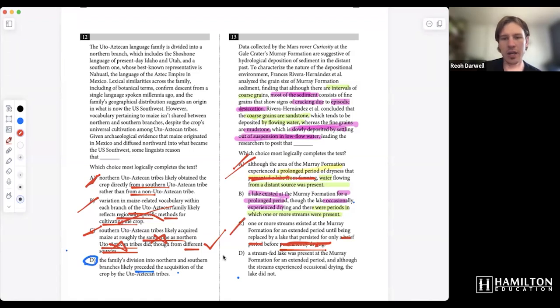Then finally, D, we see that the streams experienced occasional drying and the lake did not, isn't right, right? Because what was cracking? The fine grains which are associated with mud, okay? Not the coarse grains associated with rivers. So that is how we can arrive at answer choice B and say that A, C, and D are all wrong. Tricky question. Just got to think logically here, though, right? So that's how we arrive at B for this question.